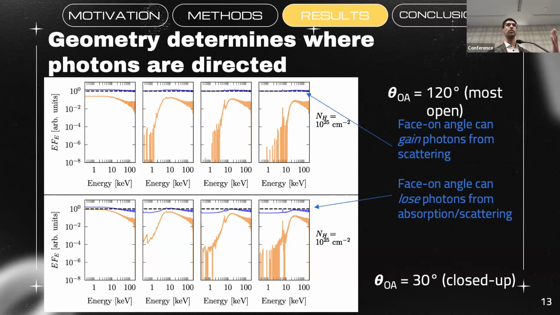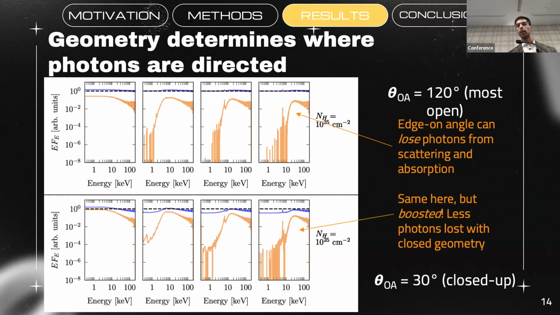So you have direct emission that's going up to the observer, but then photons can also scatter off this torus and also be directed up towards the observer. But in the 30 degree case, even the face-on viewing angle, quote unquote face-on, is being partially covered. So you can lose photons from absorption or scattering, especially at soft energies.